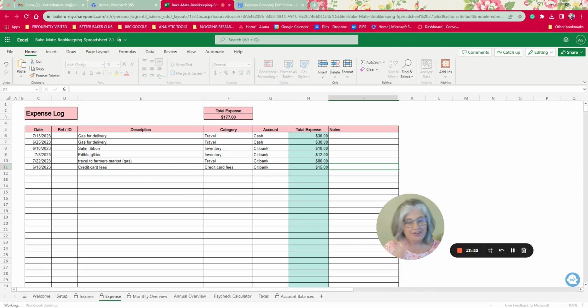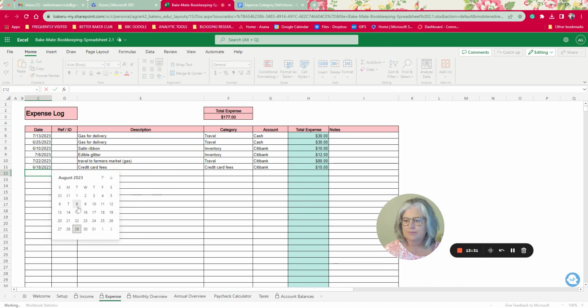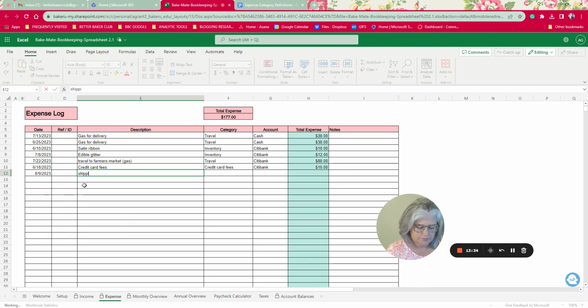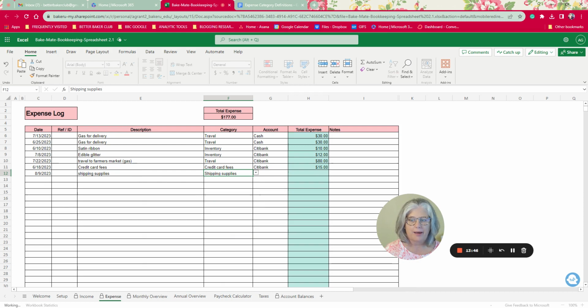Now let's take a look at another overhead expense, and the next one on our sample data is shipping supplies and packaging materials that we purchased on August 9th. Shipping supplies, and this goes into the category of shipping supplies. So this would be the boxes, the bubble wrap, the tape that you use to put your baked goods inside of when you're shipping them, if you are lucky enough to be able to ship your baked goods. And my shipping supplies, I paid with my Citibank card, and I spent $8 on shipping supplies that day.